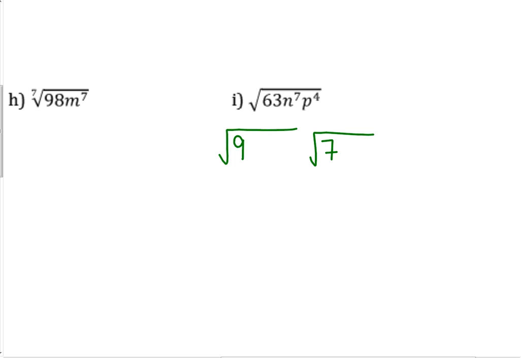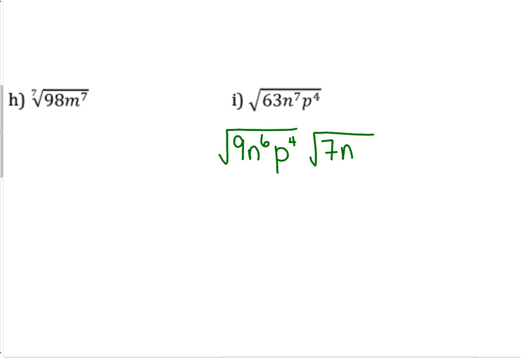So n to the 7th, how am I going to break it up? Because its index is 2, what's the largest multiple of 2 between 1 and 7? N to the 6. And how many n's left over? 1. How about p to the 4? Can you square root p to the 4? Yeah, as long as the power is even, we can square root it. So that can go in the first set of brackets. Everything in the first set is what we can actually square root. Do you see how this product still equals the original?